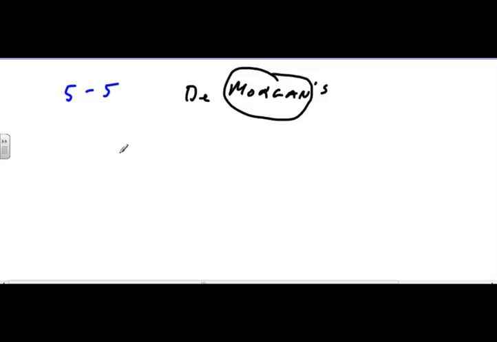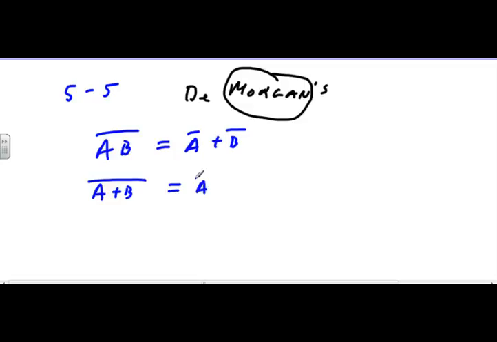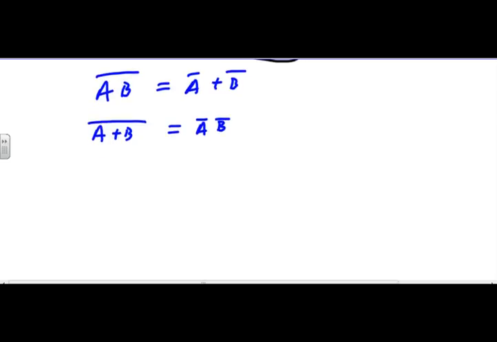that if I have A, B knotted, that's going to be the same as A naught or B naught. And if I have A or B knotted, that's the same as A naught, B naught. And you say, come on, guy.